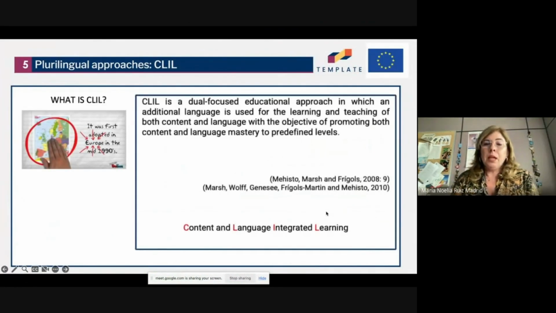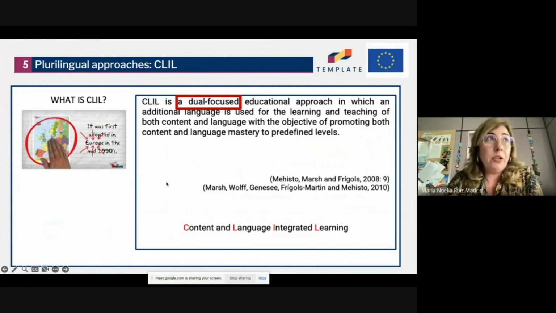Okay, so as you could see in the video, CLIL is a dual-focused educational approach in which an additional language, which at least here in Spain is usually English. However, we can find other models for CLIL with German and French, and probably in the rest of Europe, we can find other models of CLIL with an additional language that may be Spanish or French or Italian, okay? And it's used for the learning and teaching of both content and language, with the objective of promoting both content and language mastery to predefined levels, okay? So it deals with teaching content through an additional language, but with the final aim of learning both language and content.